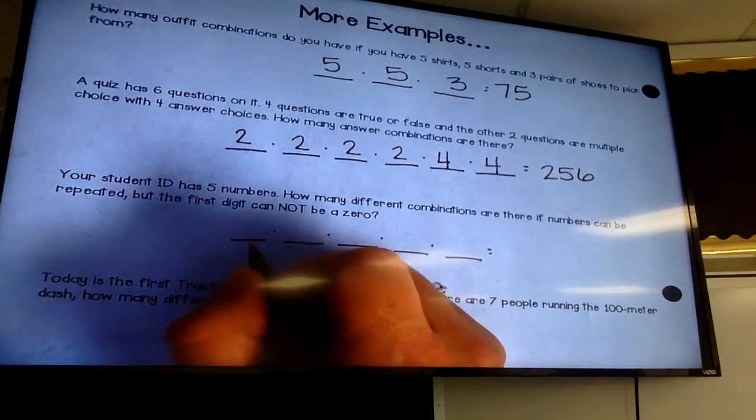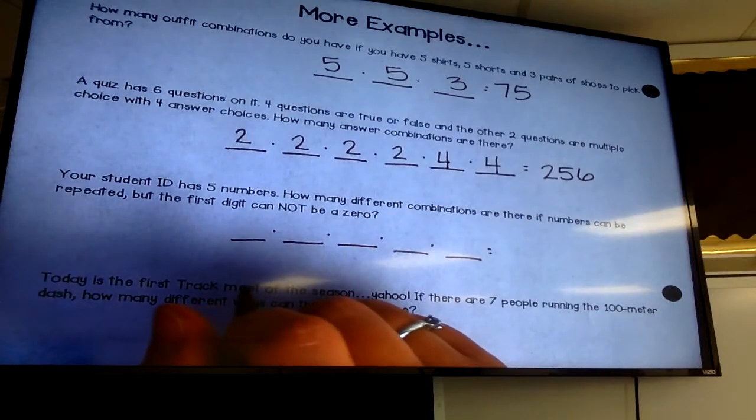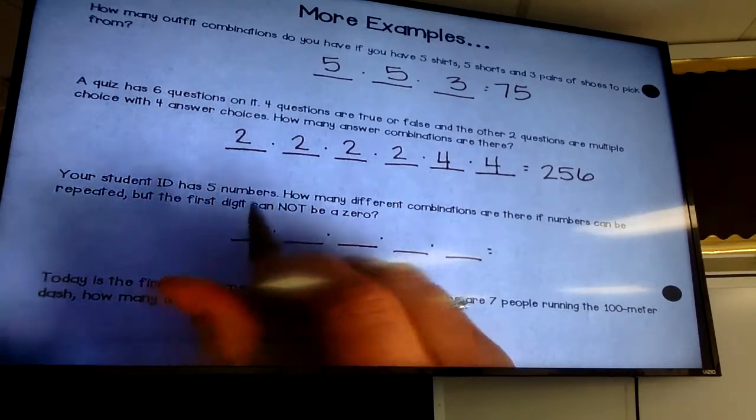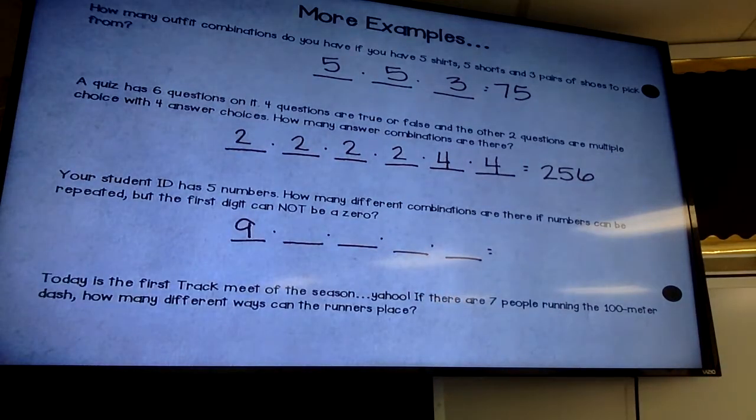So here's the first number. I can't have it start with a 0. So how many different number choices are there? Well, it could be 1, 2, 3, 4, 5, 6, 7, 8, or 9. So I have 9 number choices for the first digit.